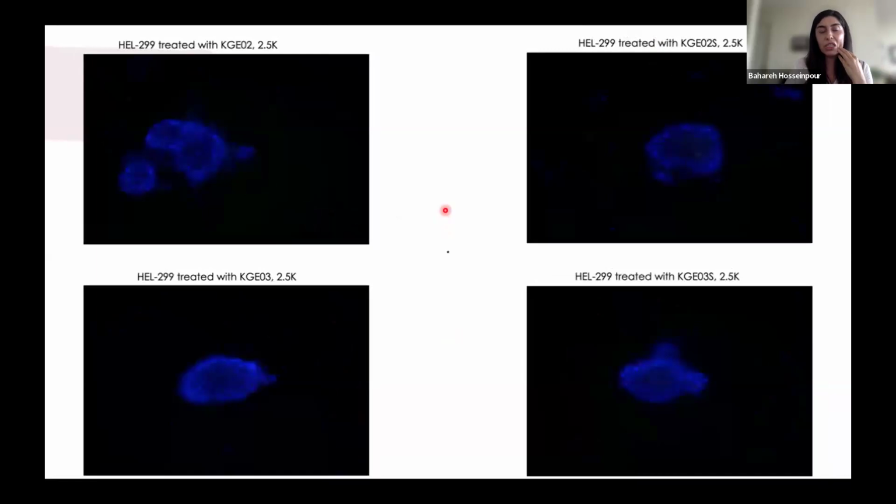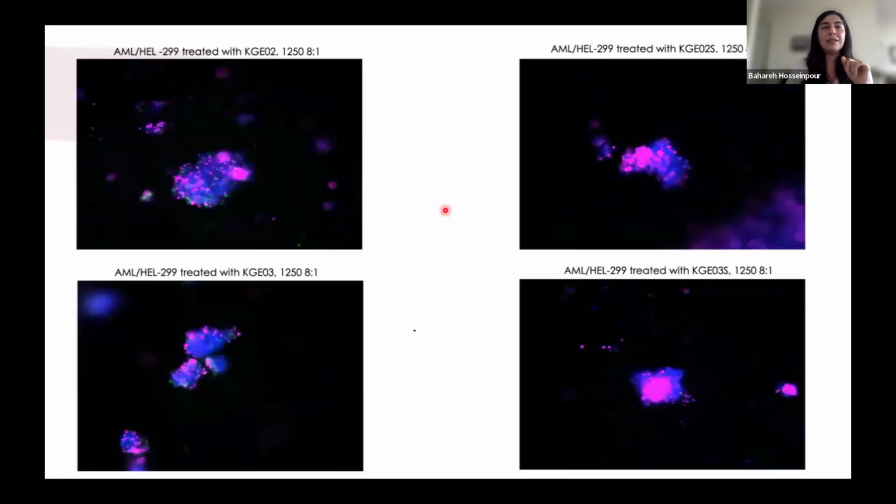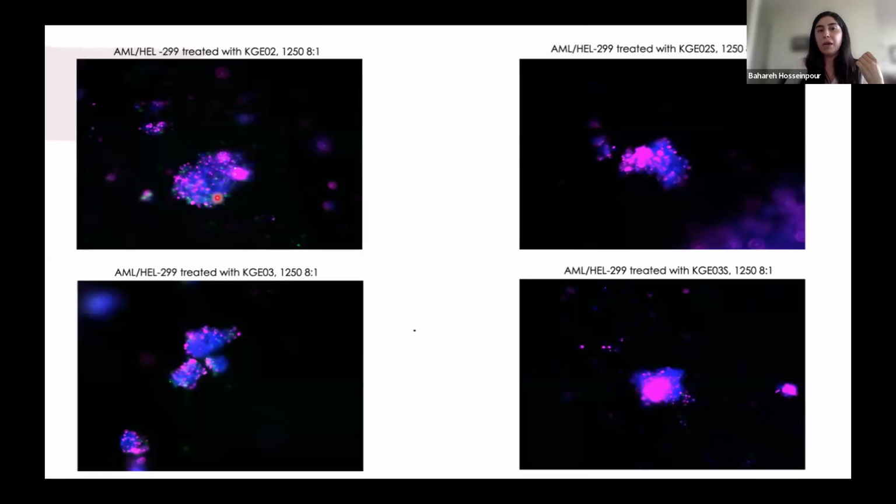And once we move to the HEL cells, we didn't see any binding. So keep that in mind once I move to the flow cytometry data. And then once we did co-culturing, once the majority of the cells was AML, we can see some sort of binding happening, the green, which is our aptamer. And we can see some similarity to the two-dimension confocal microscopy that we did, some sort of punctate localization happening next to the pink cells, which is our AML.